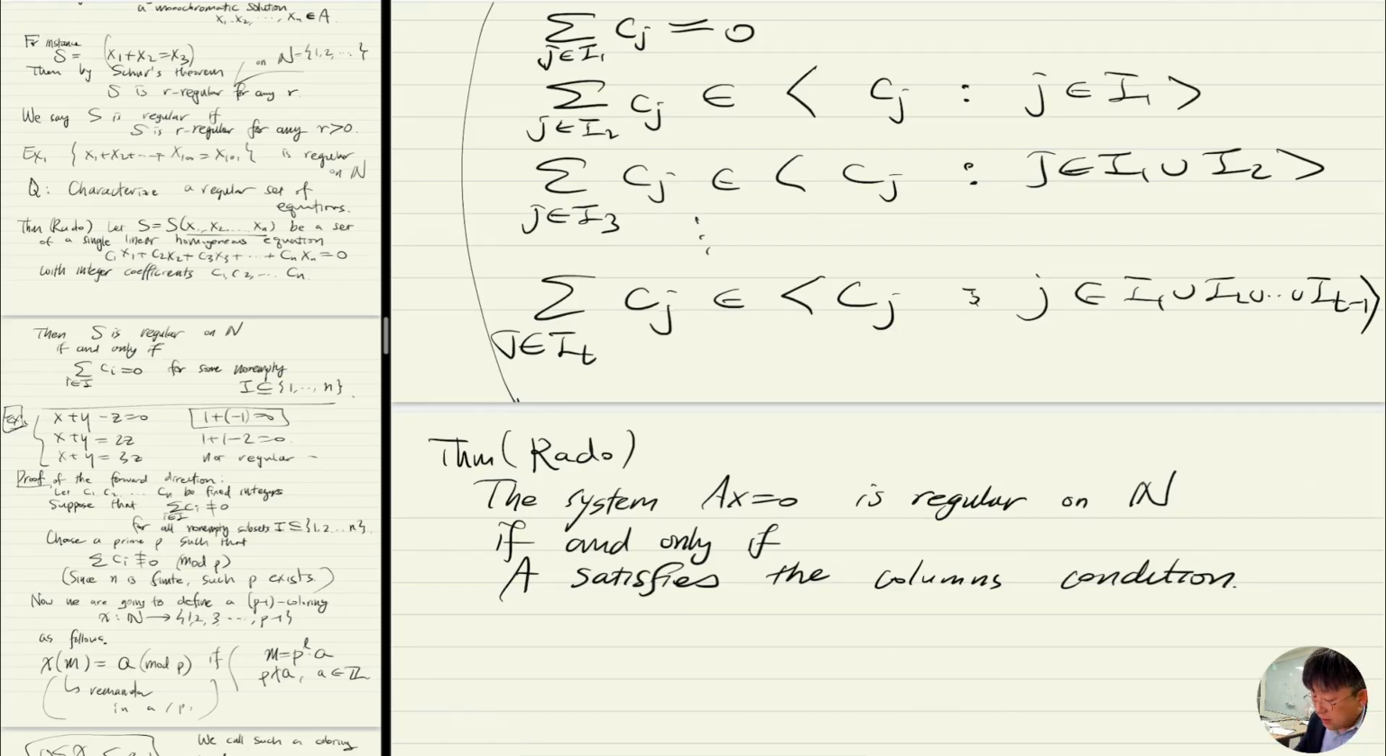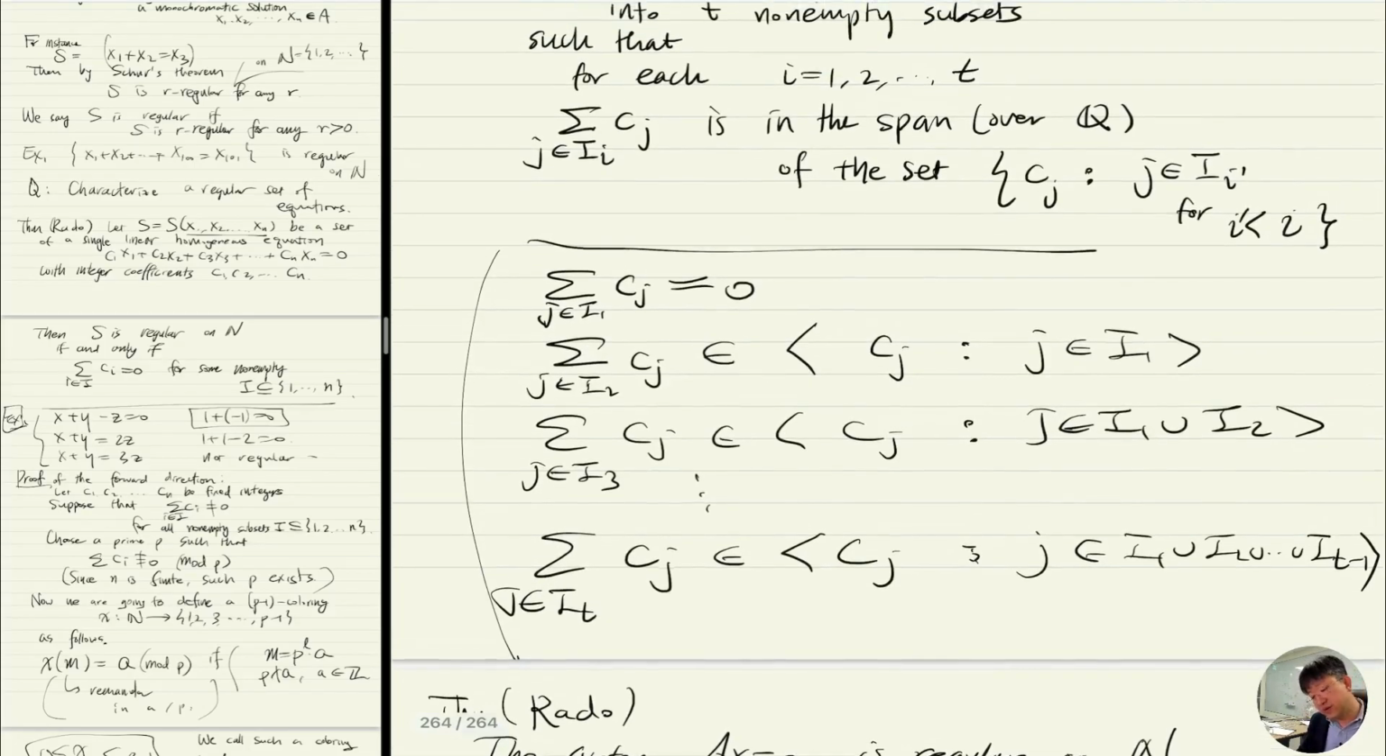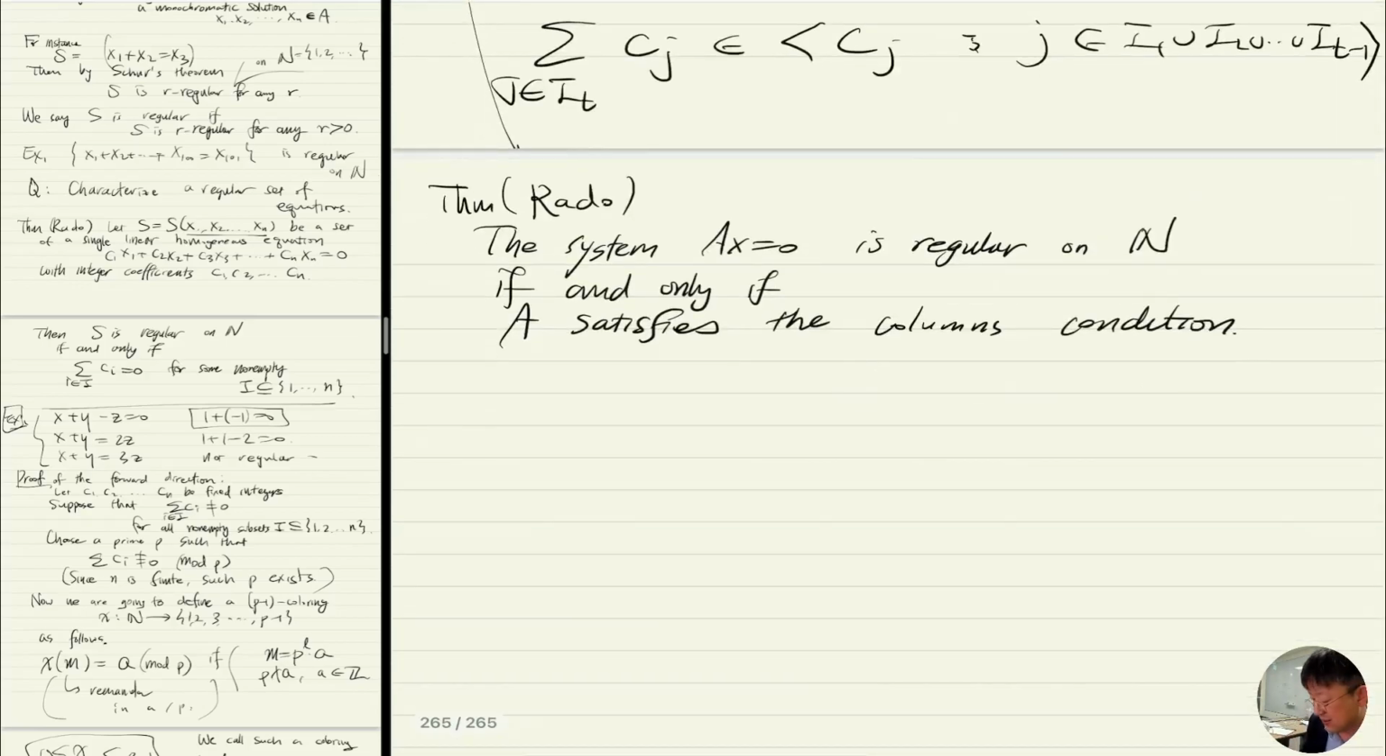Okay, now when A has only one row, this coincides with the previous characterization, because if A has only one row, then that's it, right? A column vector is nothing but just one integer, right? So this is what it is. Anyway, this is Rado's theorem.